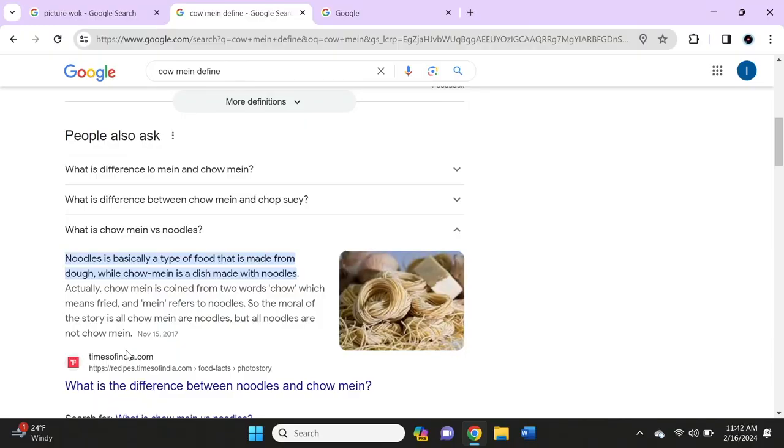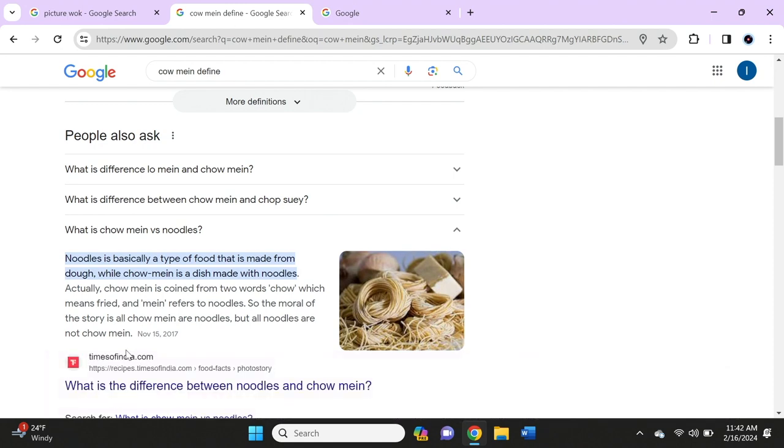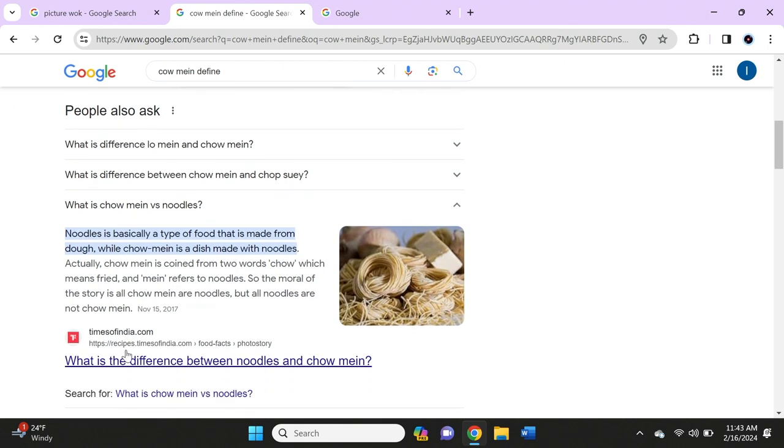So there are different types of chow mein. What is chow mein versus noodles? Noodles are basically a type of food that is made from dough, while chow mein is a dish with noodles. Chow mein is coined from two words, chow, which means fried, and mein, M-E-I-N, refers to noodles. So the moral of the story is that all chow mein is noodles, but not all noodles are chow mein. I will repeat it.